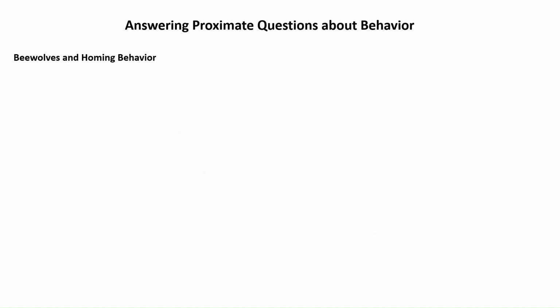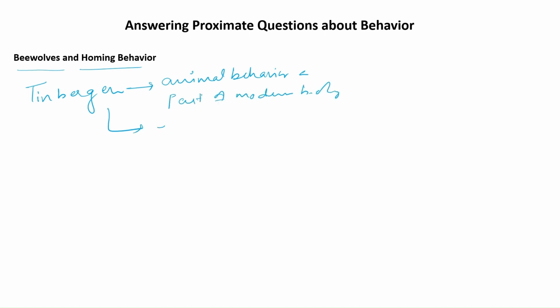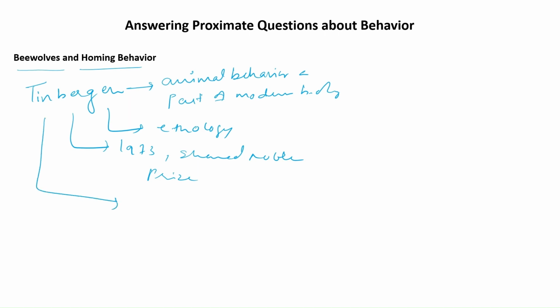Now next is answering proximate questions about behavior. In that, we'll study the example of bee wolves and homing behavior. There was one scientist called Tinbergen. He made the study of animal behavior a part of modern biology. He gave the term ethology. Ethology means the study of animal behavior. And in 1973, he shared the Nobel Prize with other researchers. He studied the ultimate and proximate questions about the behaviors of many species. So we will study one of his research works.